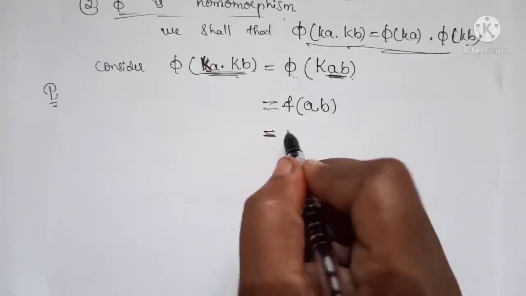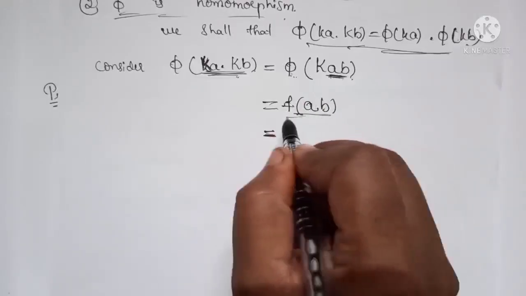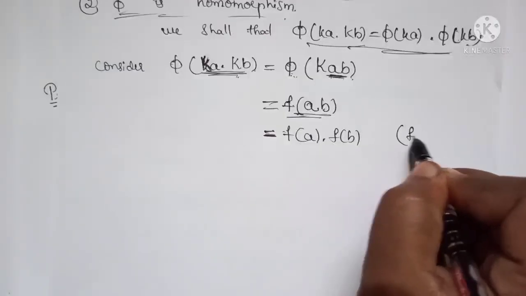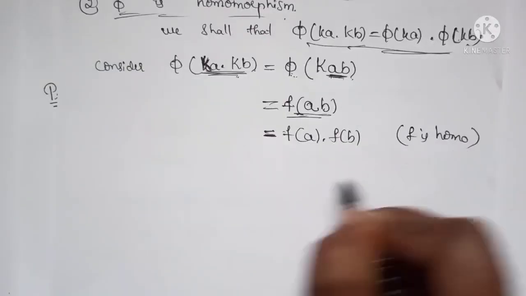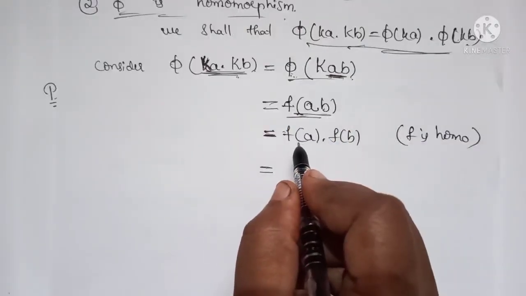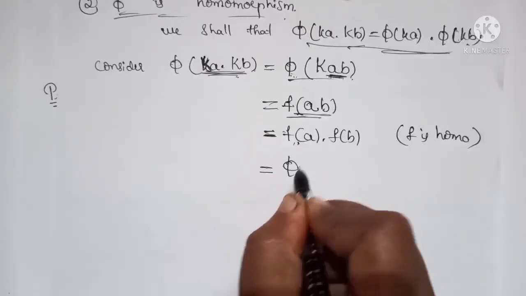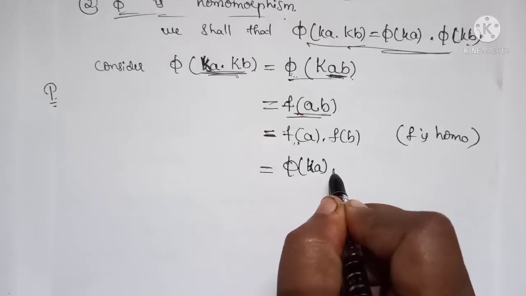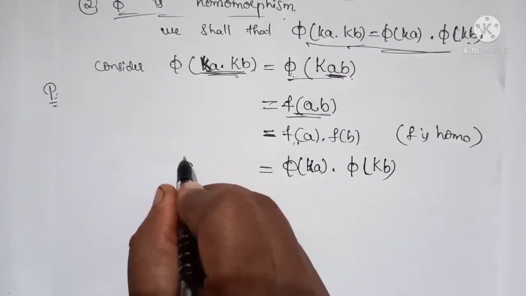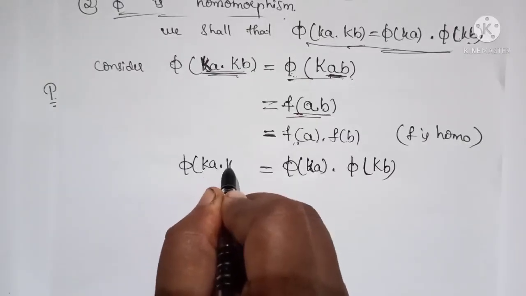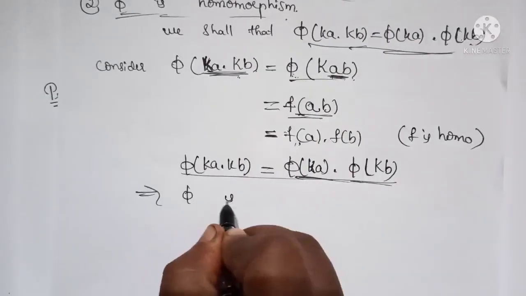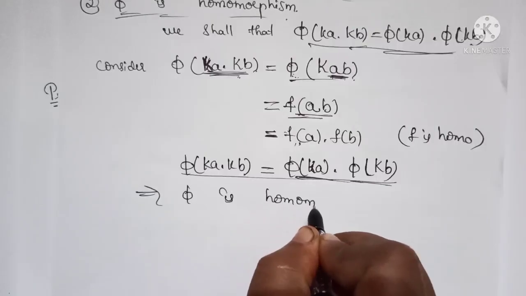Now this phi of AB can be written as phi of A into phi of B, since f is a homomorphism. And again by that definition, phi of Ka is equal to f of A, therefore this f of A can be replaced by phi of Ka into phi of Kb. So now we have proved phi of Ka into Kb is equal to phi of Ka into phi of Kb. Therefore we can say that this phi is a homomorphism. Very simple.